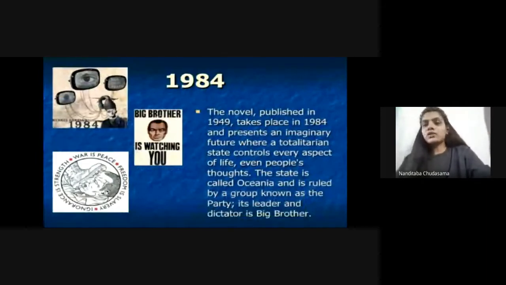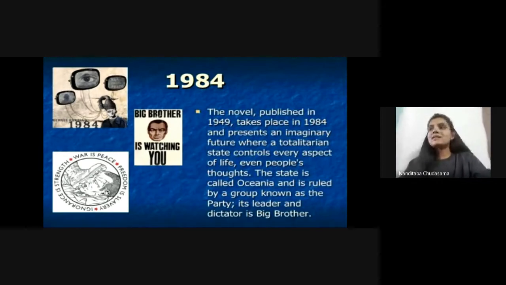Here, the other novel of George Orwell is 1984. 1984 has three or four very important dimensions: war is peace, freedom is slavery, ignorance is strength. All these things are blind ideas; no one should follow them. But in 1984, these are the main themes of the novel, and 1984 was published in 1949.